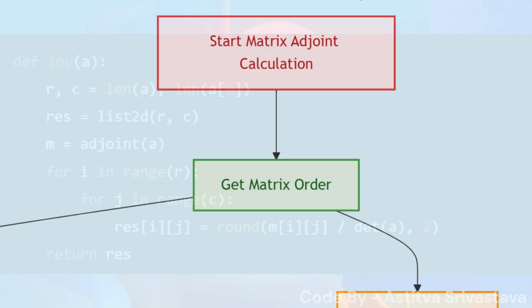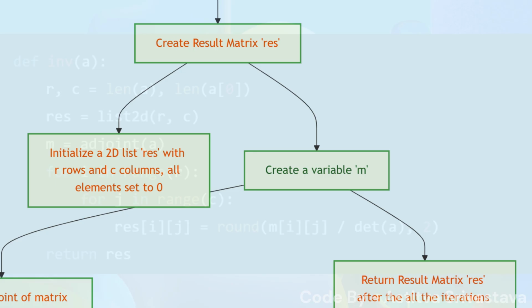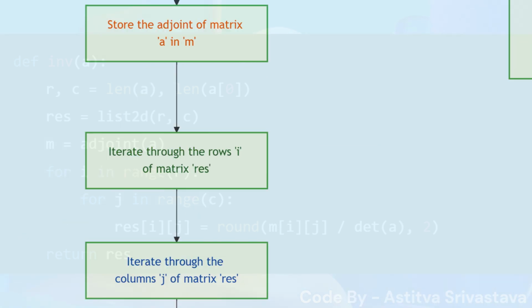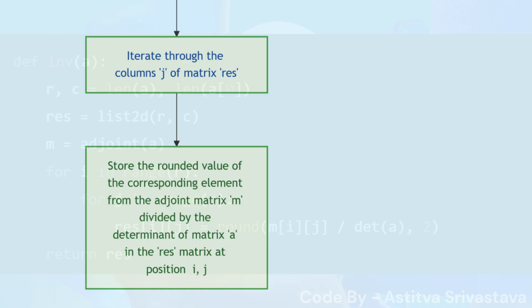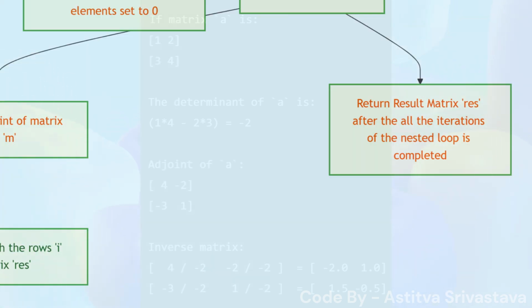Inverse calculation. It initializes a result matrix RES with the same dimensions as A. Then, using nested loops, it divides each element of the adjoint matrix at the position by the determinant of A and rounds the result to 2 decimal places. This is stored in RES. The function returns the inverse matrix RES.